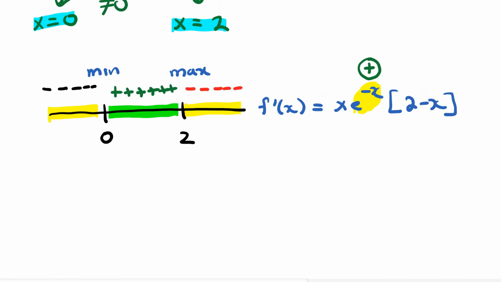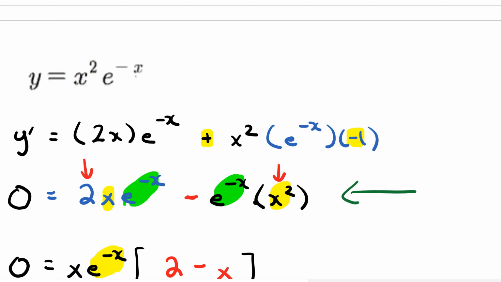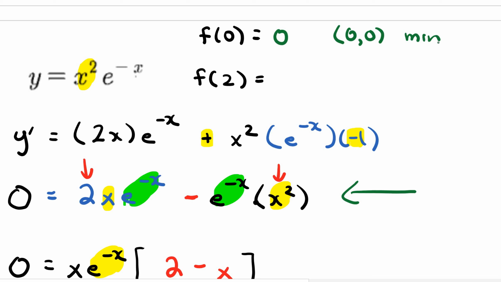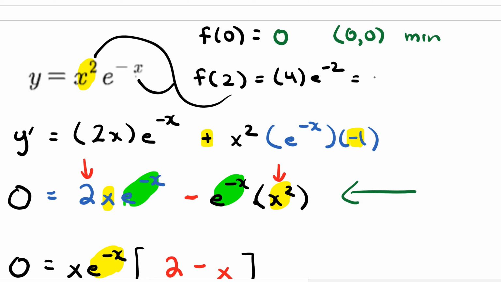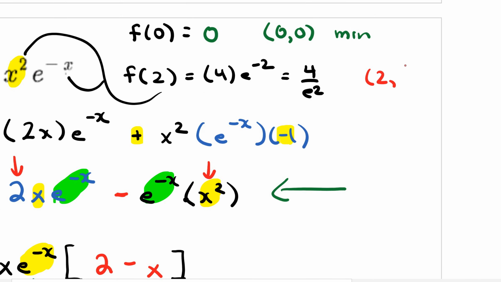And then one more thing we can do now is go back to the original problem here, and evaluate those two values, so f of 0 and f of 2, right? All right, so f of 0 isn't too bad because x squared, so 0 squared will be 0, so that's 0. So what that means is at (0, 0), we have a minimum. For f of 2, if I plug in 2 over there and there, we get 4 times e to the power -2, which is 4 over e squared. Okay, so our next point is (2, 4 over e squared), and that right there is our max.